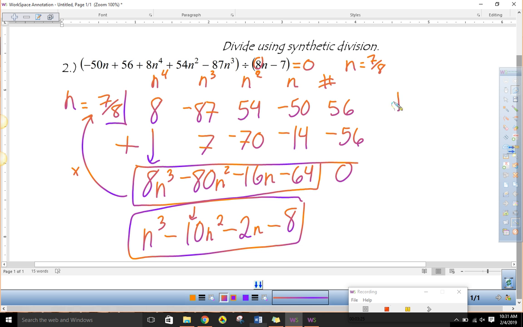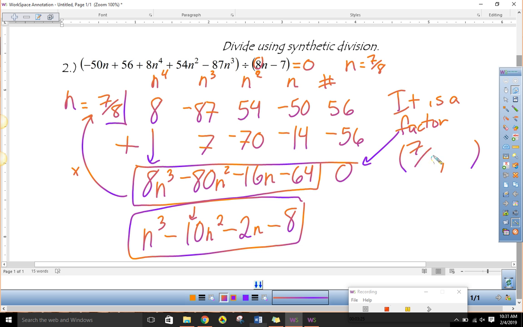And what are the 2 things you can tell me about this? It is a factor. And what's the coordinate that you can tell me? Which is the input, which is the output? 7/8? When I input 7/8, I get out 0.